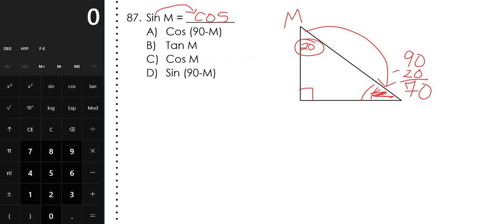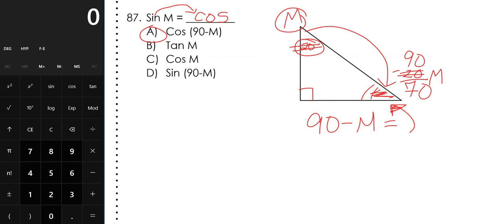Now, since I don't know the measure of angle M and I just made something up, I'm not going to use 20. I'm going to use M. So 90 minus M should give me the measure of the angle at the bottom. I don't know what M is, but if I do 90 minus the measure of angle M, that gives me this angle right here at the bottom. So I'm going to go with choice A because it says cosine instead of sine, and because it subtracts M from 90 to see what's left for the complementary angle.